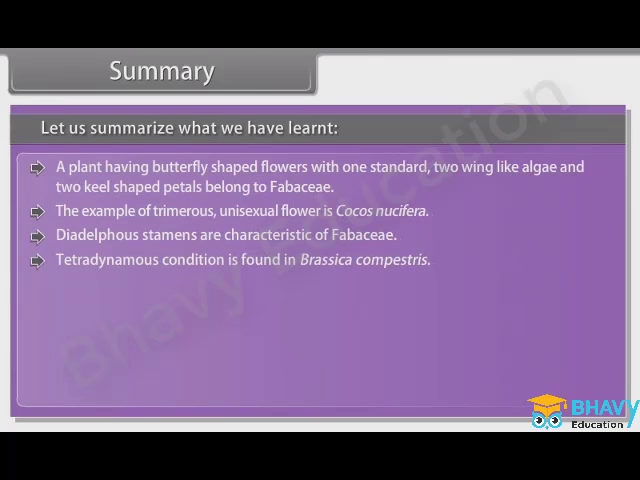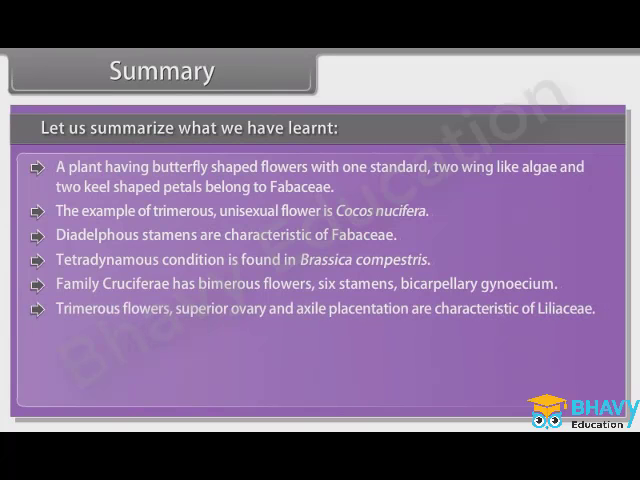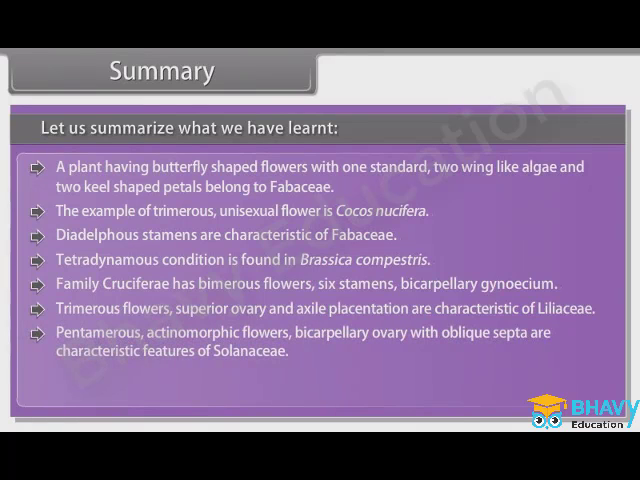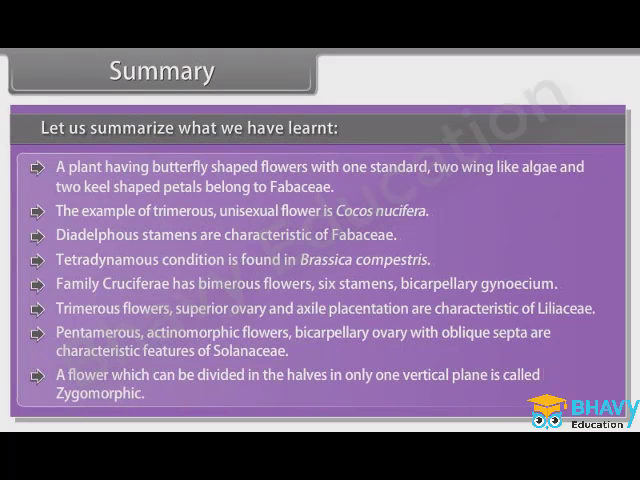Tetradynamous condition is found in Brassica campestris. Family Cruciferae has bimerous flowers, 6 stamens, bicarpellary gynoecium. Trimerous flowers, superior ovary and axile placentation are characteristic of Liliaceae. Pentamerous, actinomorphic flowers, bicarpellary ovary with oblique septa are characteristic features of Solanaceae. A flower which can be divided into two halves in only one vertical plane is called zygomorphic.